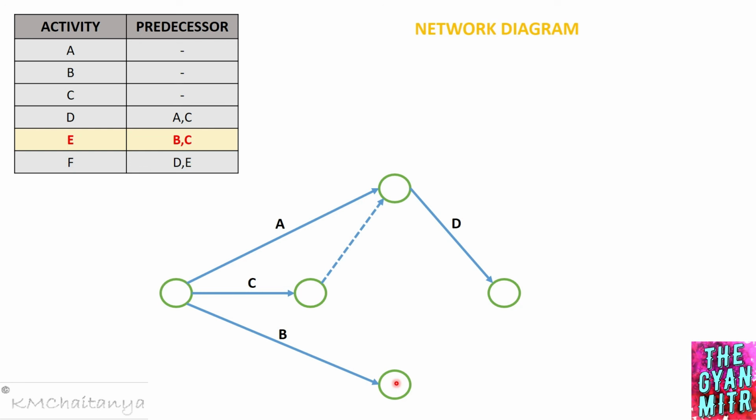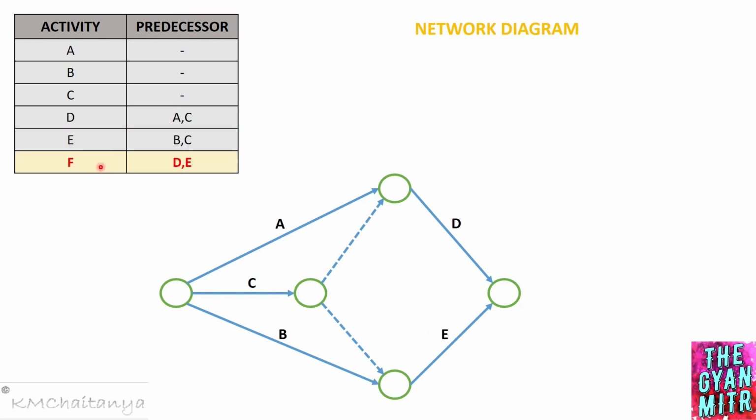Therefore I'll be introducing a dummy over here. Now you can see I have 2 dummies, right? I have 2 dummies through activity C. Now what is happening at this node at the bottom, right? I have activity B and I have activity C that is coming over. So now I can draw activity E, right? So I have activity E.